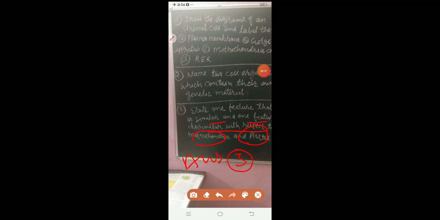And the second difference is mitochondria perform oxidation of food, but chloroplast synthesize food by photosynthesis. So student, I am telling again, the second difference is that mitochondria perform oxidation of food and chloroplast synthesize food by the photosynthesis process. So student, this is the difference between mitochondria and plastids.